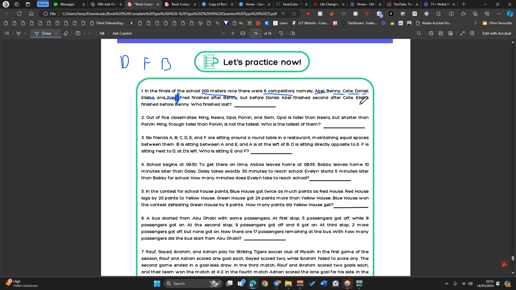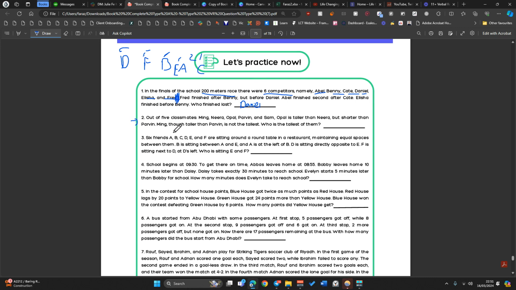Abel finished second after Kate, so we know Kate is first, and we know Abel is second. So we've already got sort of a lineup in this. And then what else did it say? Alicia finished before Benny, who finished last. Okay, so before Benny, that means she is in front of Benny. So Alicia will go here, right? And there we've got the whole lineup. We've got first, second, third, fourth, fifth, sixth, and you've got Daniel as the last. So that's our answer for the first one.